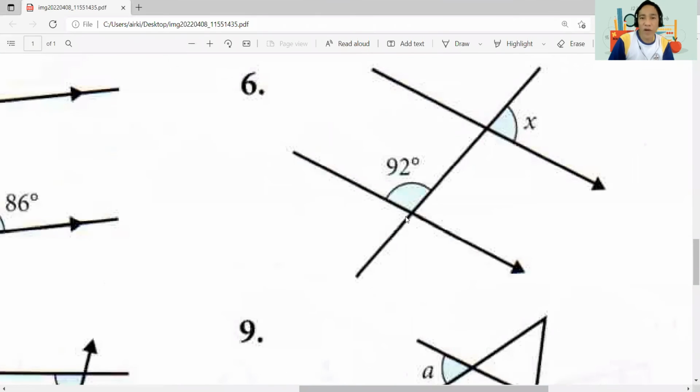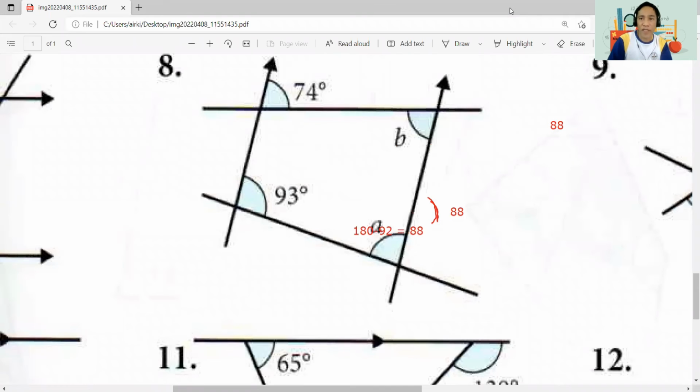So I'll get the value of this angle first, because this angle is corresponding to this angle X. So this one is 180 minus 92 degrees. That is equal to 88 degrees. So this angle is 88 degrees. So therefore, angle X is also 88 degrees.